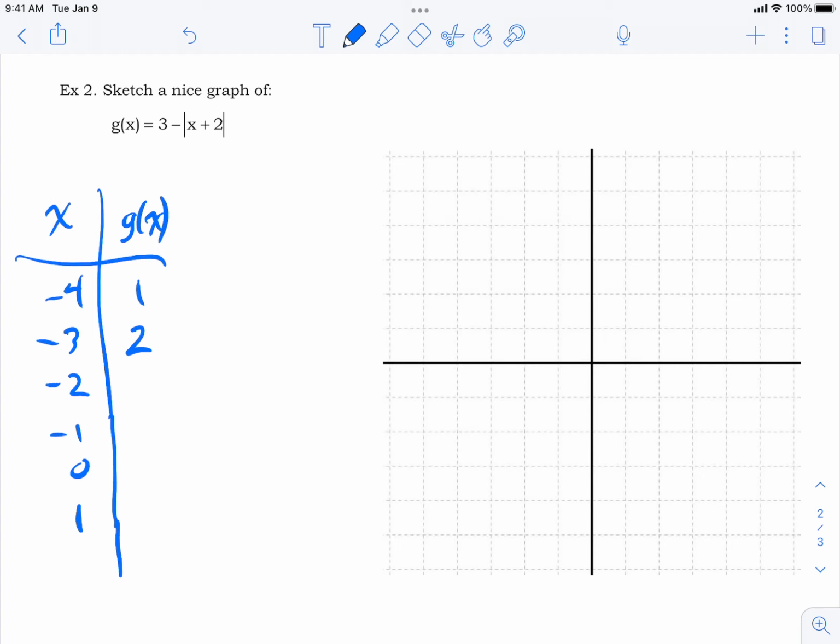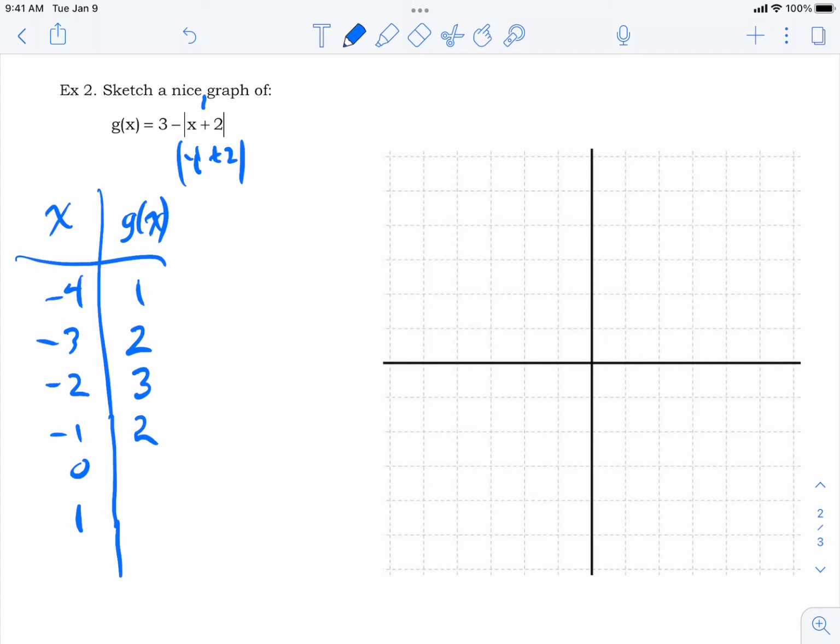Now let's plug in that -2 we were talking about. See what I mean right here? -2 plus 2 is 0. 3 minus 0 is 3. Now we keep going. We get to -1. -1 plus 2 is 1. And the absolute value of 1 is 1. And 3 minus 1 is 2.